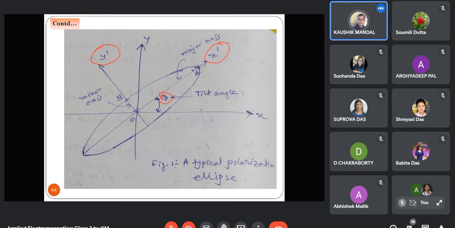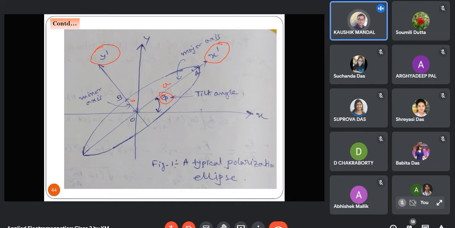So phi is basically the angle that is known as the tilt angle, the tilt angle between the two coordinates. One is the old coordinate, another is the newly defined coordinate. Now the major axis and minor axis are along the axes of the corresponding coordinate system. So OB is representing the minor axis, OA is representing the major axis, basically represented by A and B. So this is the representation of a typical polarization ellipse with respect to the general coordinate and the newly defined coordinate system.